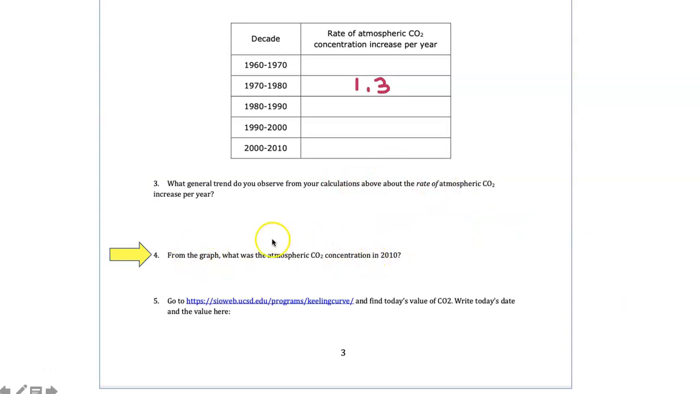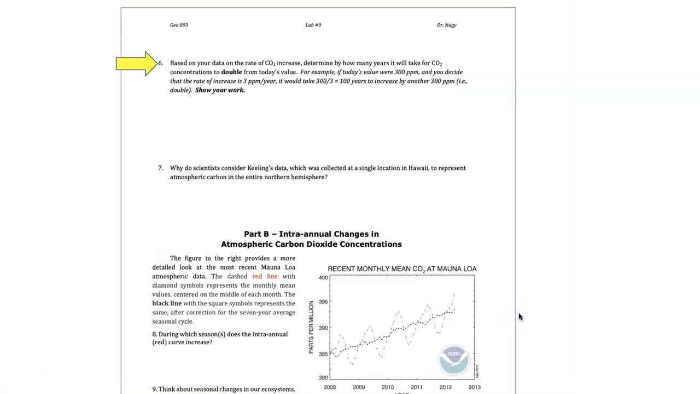This question asks you to look at the graph and tell the concentration in 2010. That should be straightforward. And then you're going to go to the Keeling Curve website and find the exact value of carbon dioxide in the atmosphere today. Write today's date, the day you do this, and the value. The next page has 2 more questions related to this.